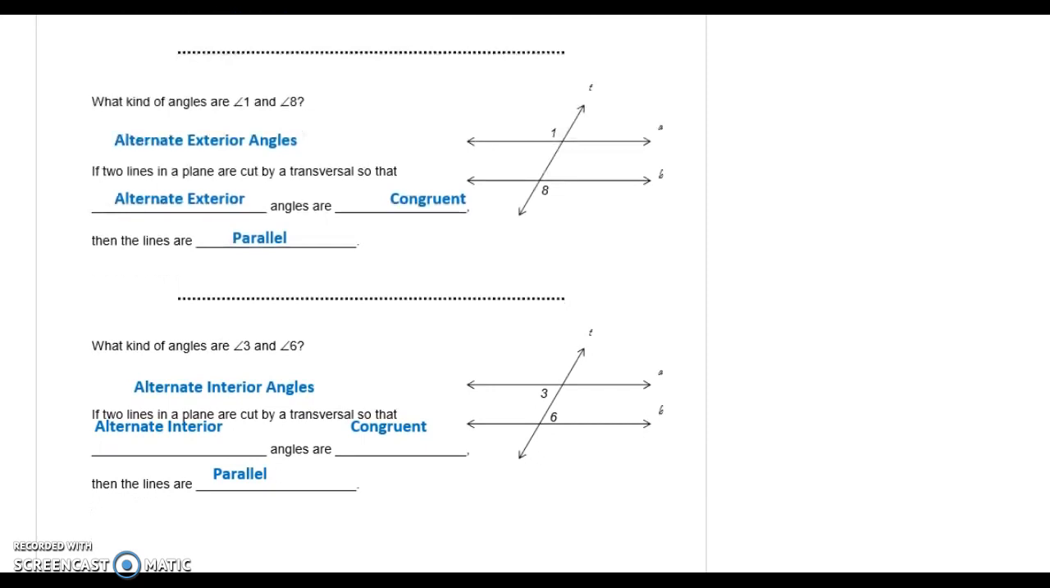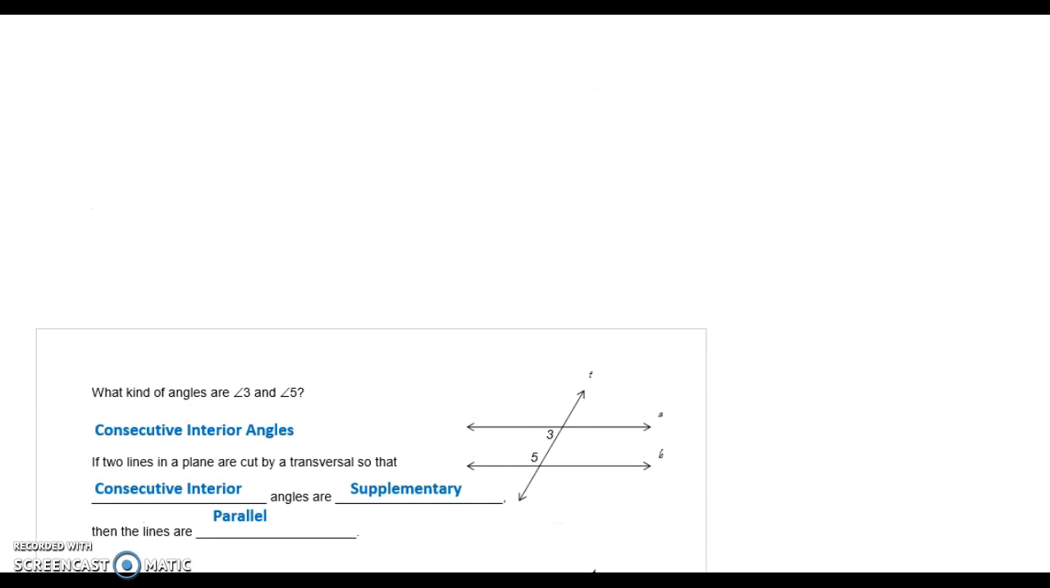3 and 6. Alternate interior. If two lines in a plane are cut by a transversal so that alternate interior angles are congruent, then the lines are parallel. And lastly, 3 and 5. Those are on the same side on the inside, so they're consecutive interior angles. If two lines in a plane are cut by a transversal so that consecutive interior angles are, this is the one that's different, these two add up to 180. Therefore, they are supplementary. Then the lines are parallel.